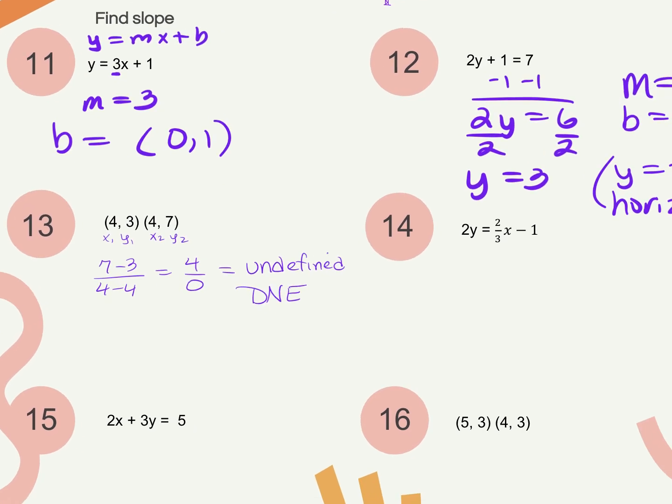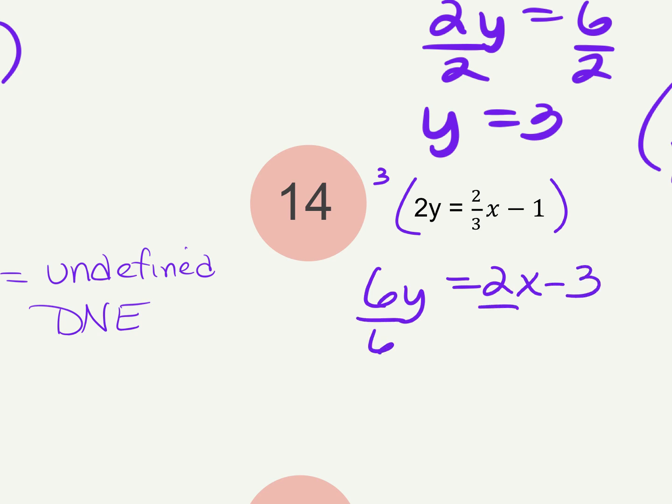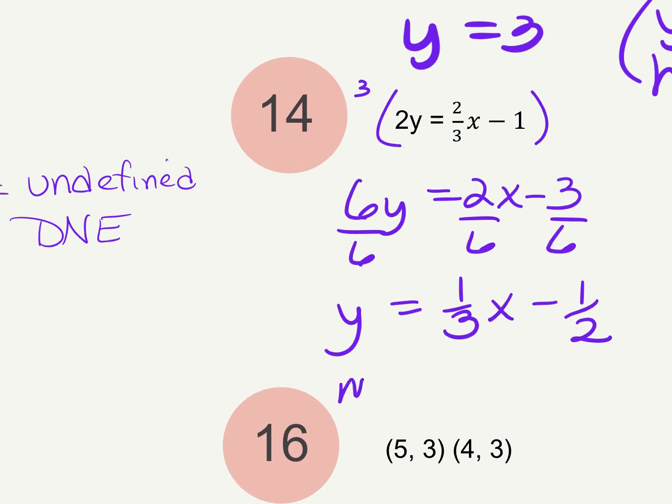I can go ahead and multiply everything by 3 to get rid of the fraction first. And get 6y equals 2x minus 3. And now divide everything by 6. And this will give me my slope. 2 over 6 is going to simplify to 1/3. And 3 over 6 to 1/2. So my slope here is 1/3. My y-intercept is 0, -1/2.